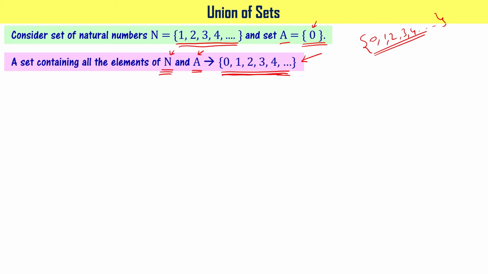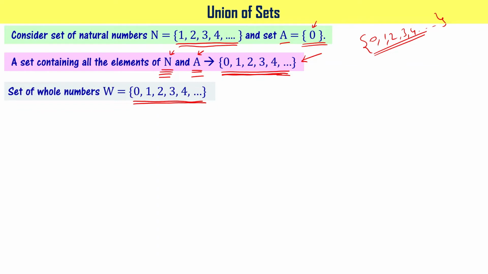Can you recall anything about numbers when you look at this? We know that the set of whole numbers has elements 0, 1, 2, 3, 4 and so on, right? So set N and set A, when you put together, actually what you are getting is set W, right? So what we say is set W is union of set N and set A. When you combine elements of set N and set A together, then what you get is set W. That's why set W is called union of sets N and A.